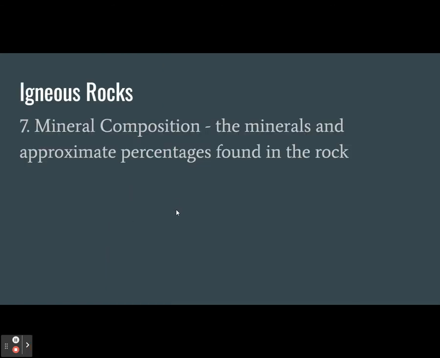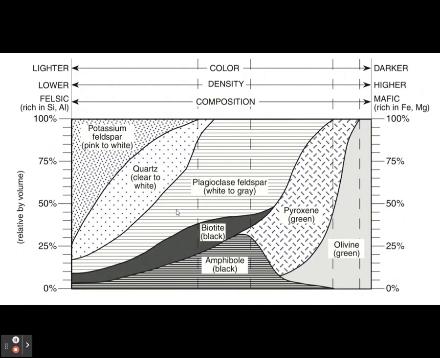All right, lastly here we have the mineral composition, so the minerals that are making up the different percentages of the rock. So, for example, we have quartz here on the left, potassium feldspar, plagioclase feldspar, biotite, amphibole, pyroxene, and olivine. These are the largest percentage of minerals that make up igneous rocks. Some igneous rocks have different minerals than just these ones, but these are the most common minerals which form igneous rocks.